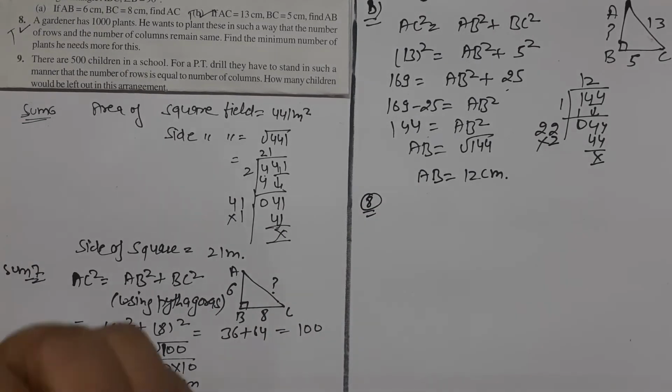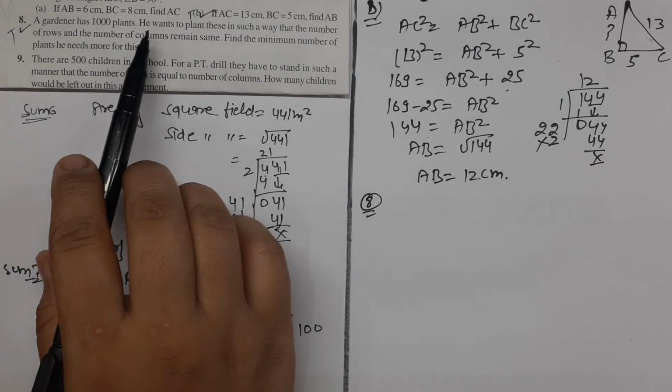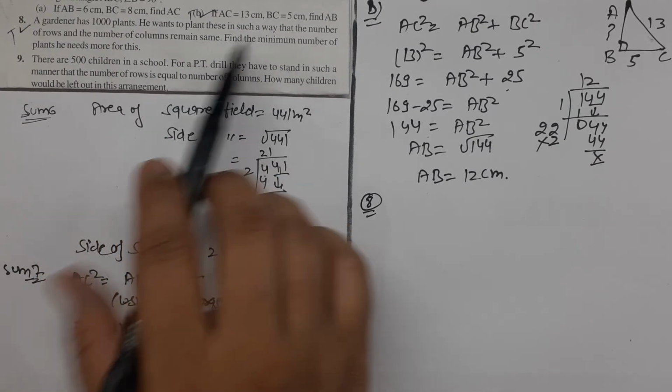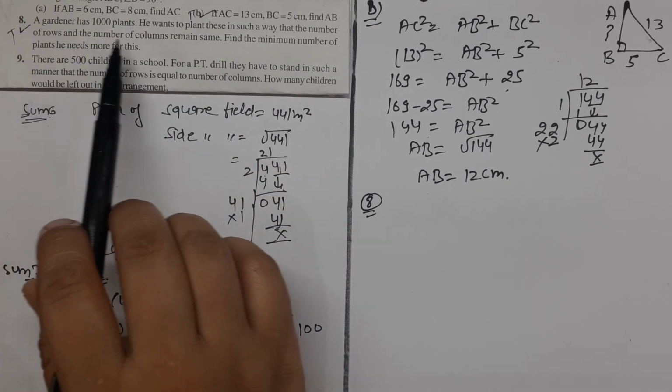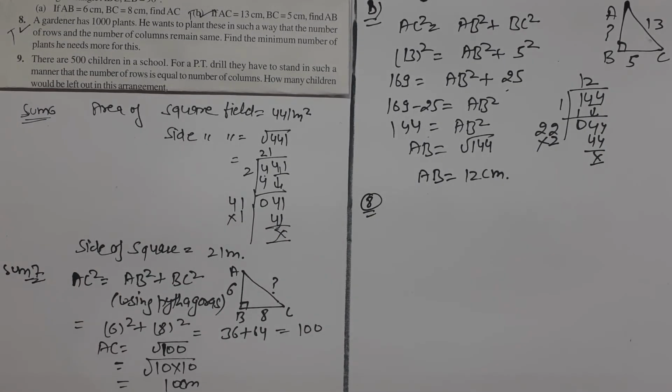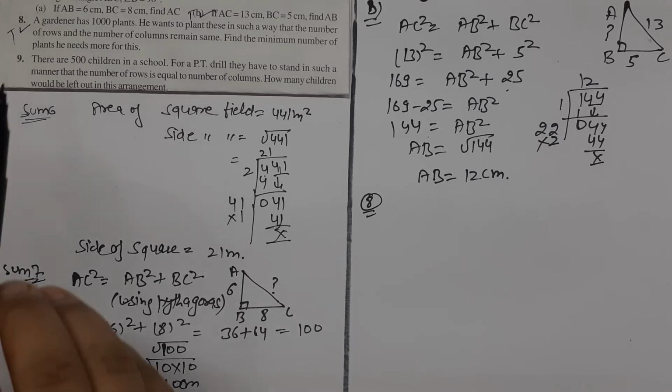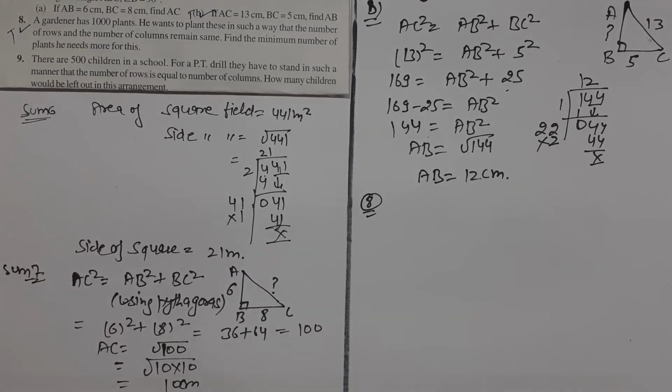A gardener has 2000 plants. He wants to plant these in such a way that the number of rows and number of columns remain same. Find the minimum number of plants he needs more for this. That's why we have to add some plants.